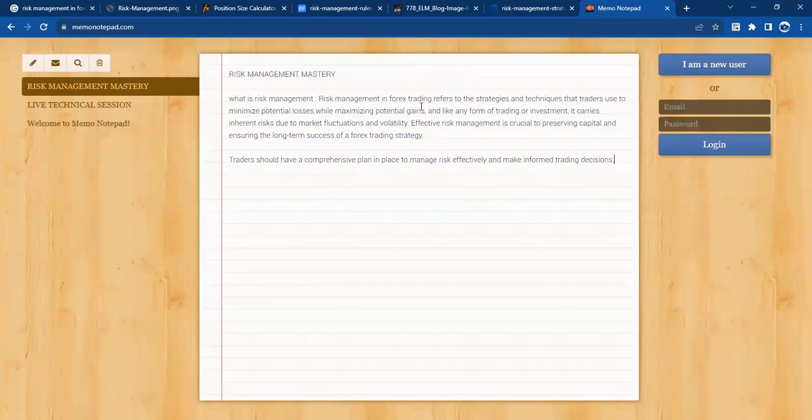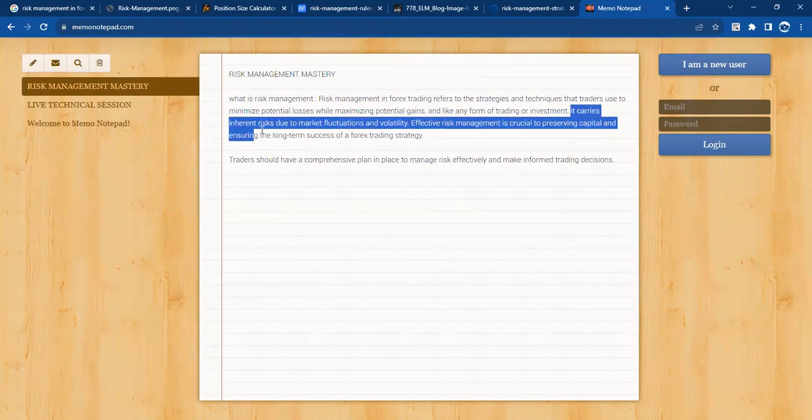So risk management in forex trading refers to the strategies and techniques that traders use to minimize potential losses, right? This is the key word here: minimize potential losses while maximizing potential gains or profits. And like I said, in trading, there is always a possibility for risk. It carries inherent risks due to the market fluctuations and volatility. So there's always a potential for risk in every trade.